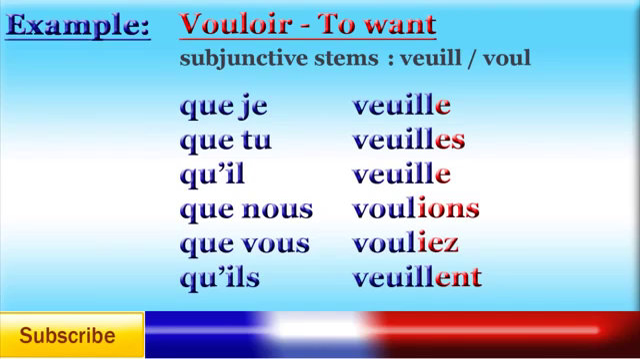Here's the verb vouloir, to want, in the subjunctive. In the present subjunctive, the verb vouloir also has two stems, veuill and voul. Que je veuille, que tu veuilles, qu'il veuille, que nous voulions, que vous vouliez, qu'ils veuillent.